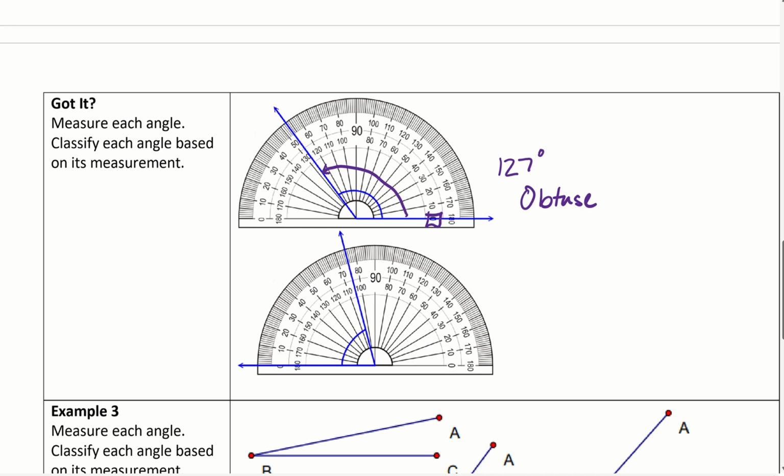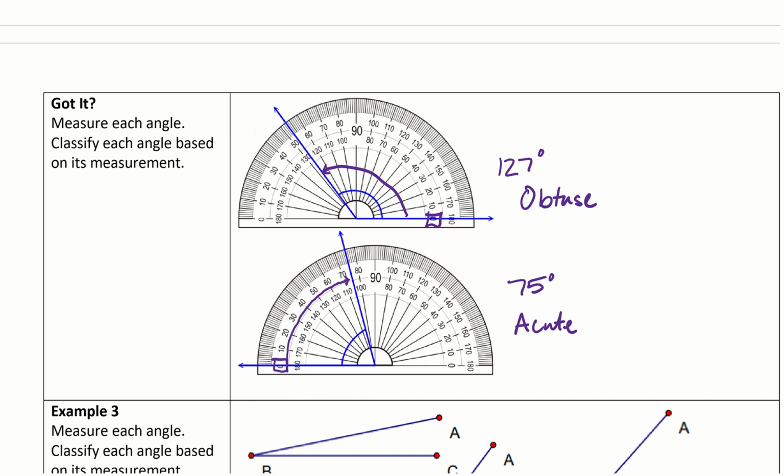And the last one here is another great example because now the numbers are the other ones that we haven't seen yet. So it's pointing on the left side. That is the numbers on the outside pointing to 0. So we want to make sure that we follow those. And that should get you to about 75 degrees. That is an acute angle.